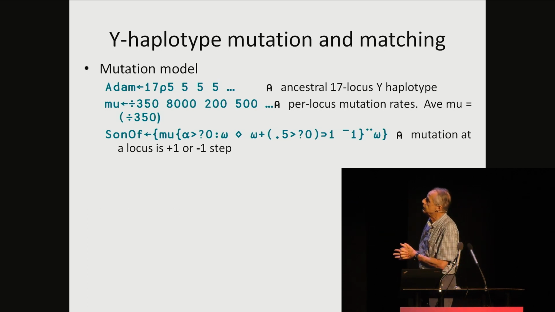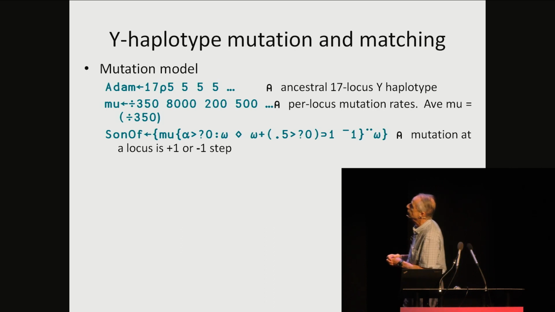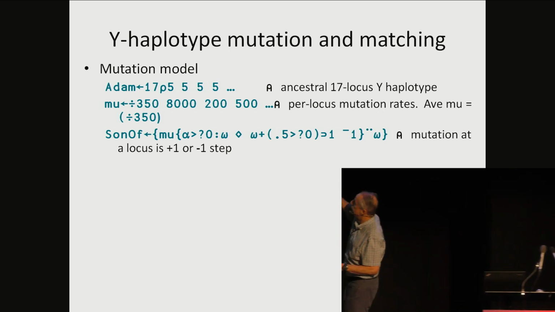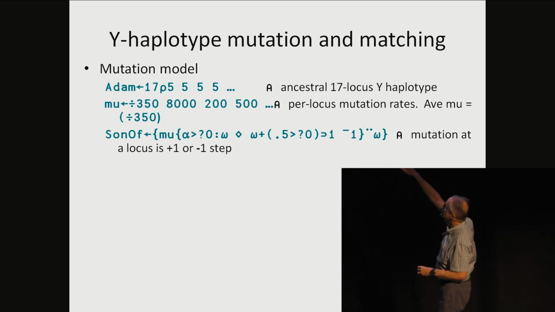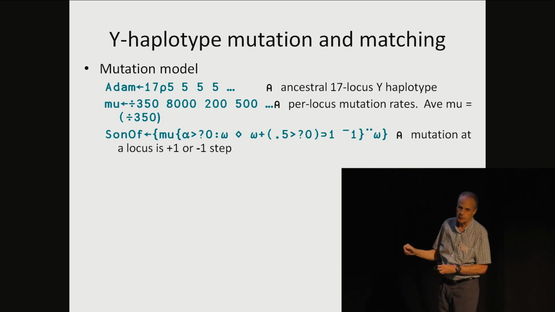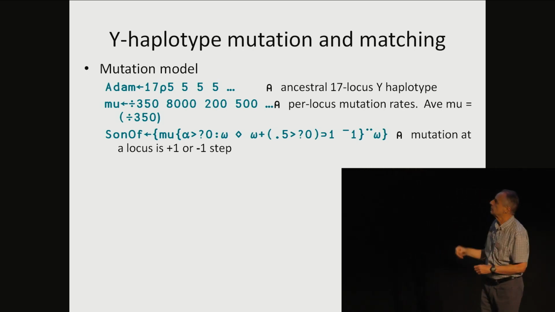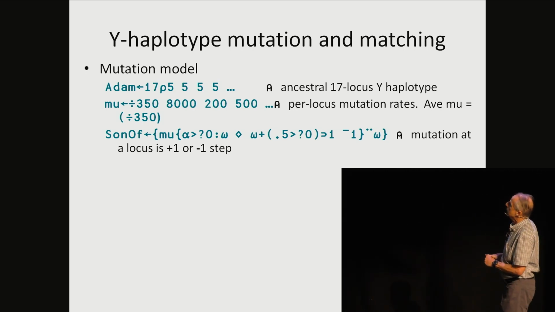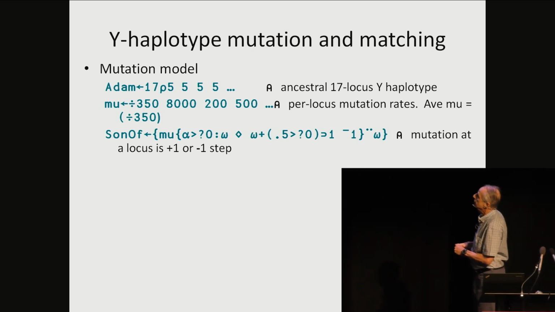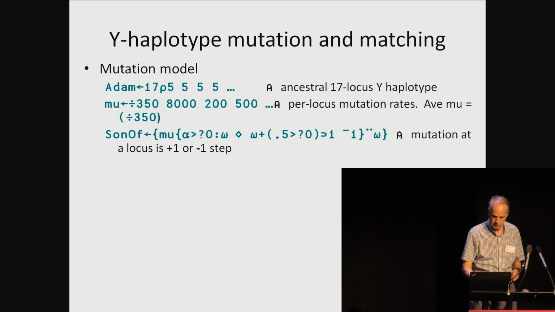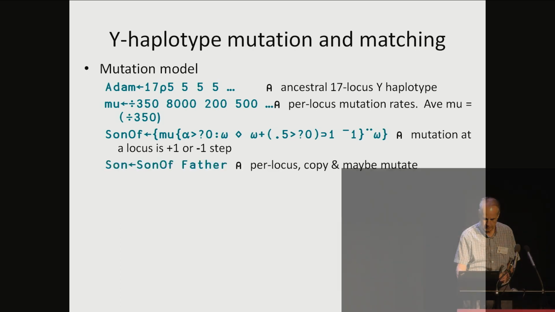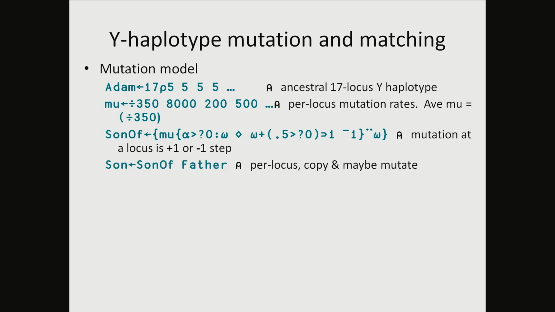So here's the model for a son. There's a chance mu that he mutates at all. And if he does, we'll call it 50-50 whether he mutates by +1 or -1. And so the son is the son of a father, and that models the mutation.